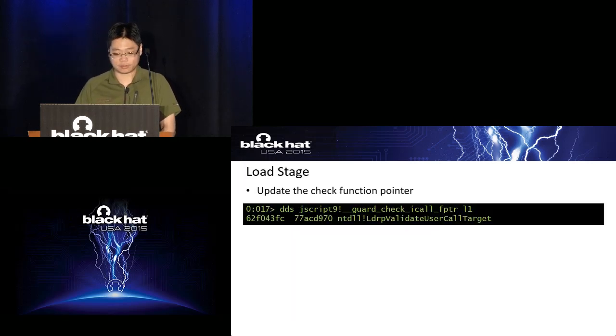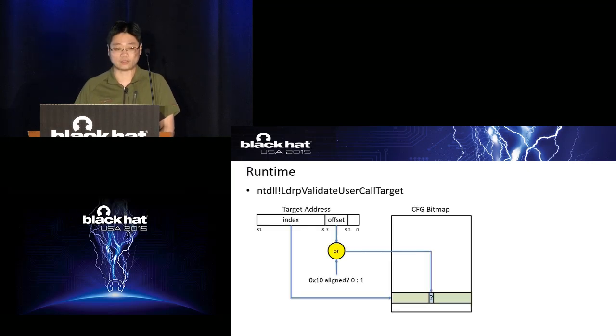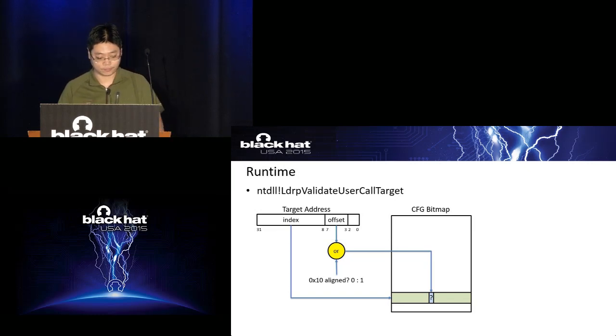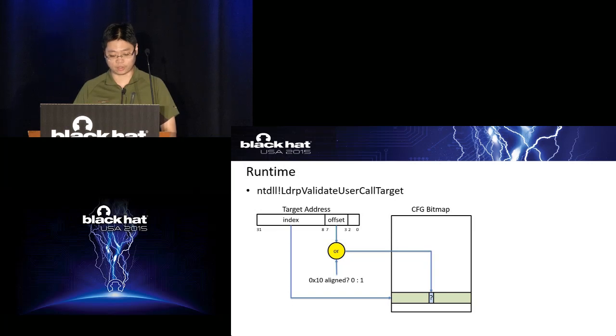Besides that, the operating system also updates the check function pointer and points it to ntdll!LdrpValidateUserCallTarget. So at runtime, this function will be called just before any indirect call. In this function, it will test the target address to see if the address is valid.